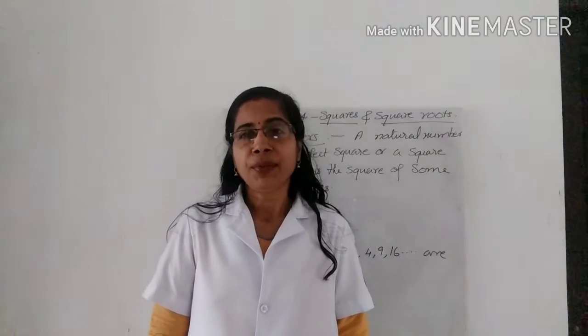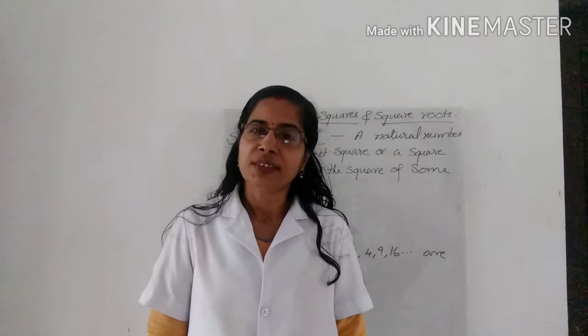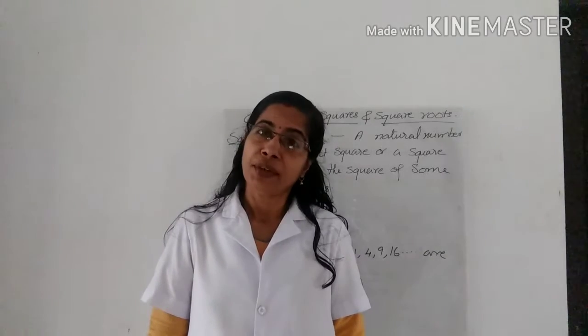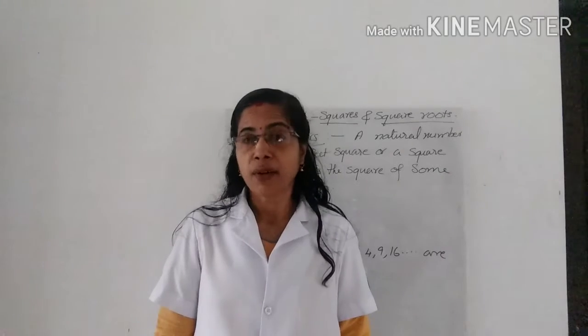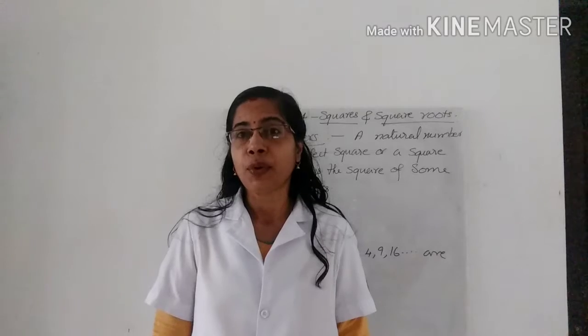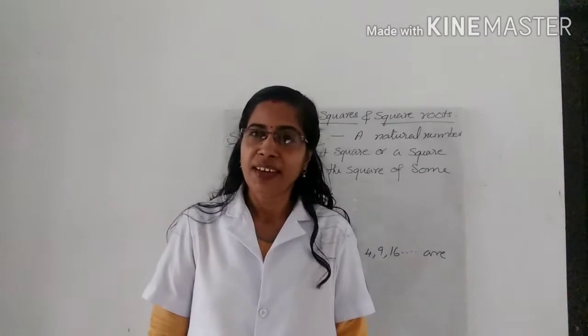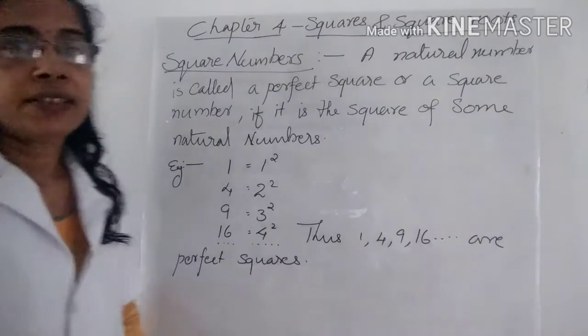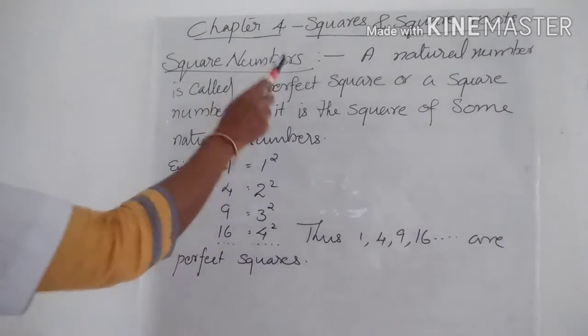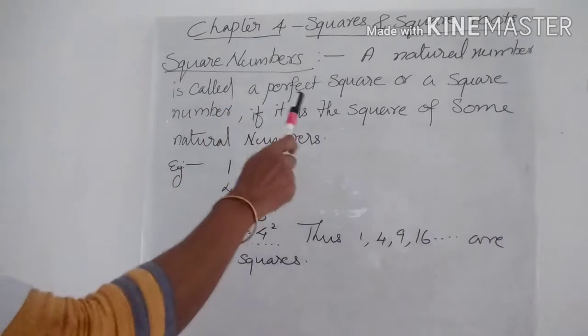Today, I am going to start the new chapter, Squares and Square Roots. In this chapter, we are going to study about the square of a number and how to find the square root of a number. First, we can study about the square numbers. What is meant by a square number?